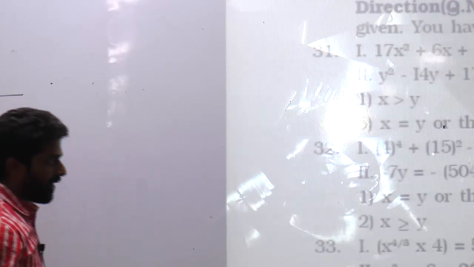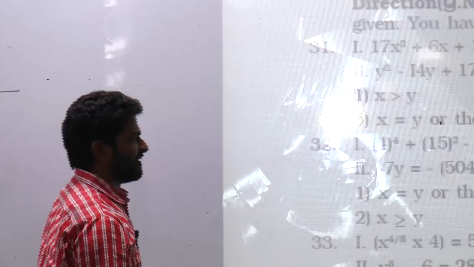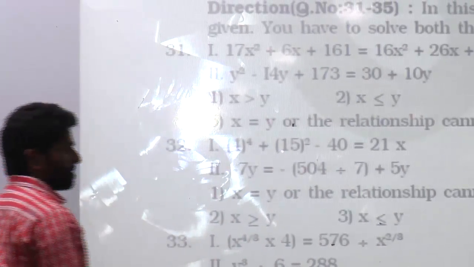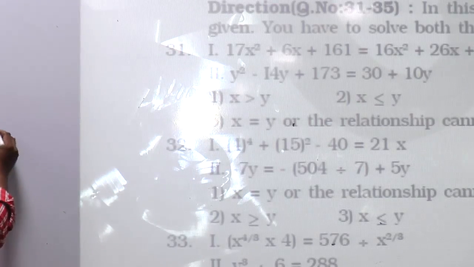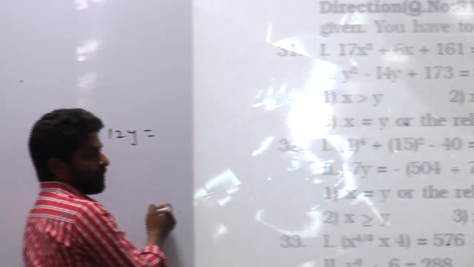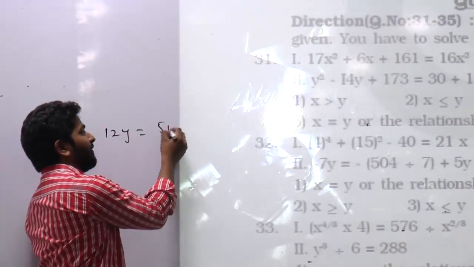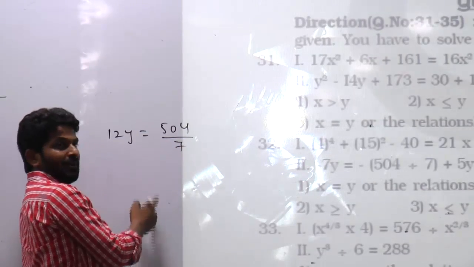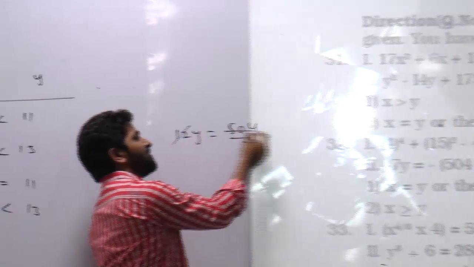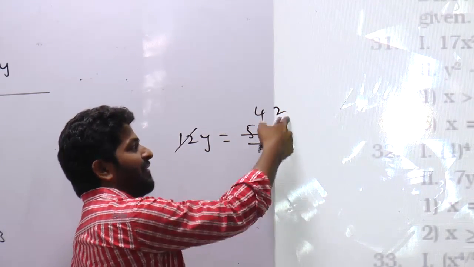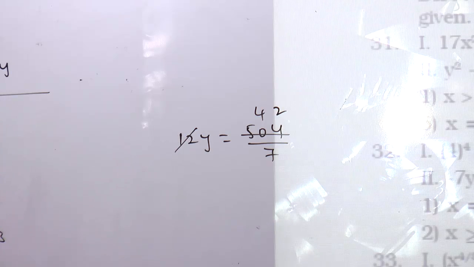Next, y value. Take this minus 7y to the right hand side. That becomes plus 7y. Total, that is 12y is equal to, take this negative number to this side, this becomes a positive number, 504 by 7. Wait, 12 how many times? 4 times, 48, 24, 2 times, 7, 6 times. So x is greater than y. X value 21, right? X greater than y.